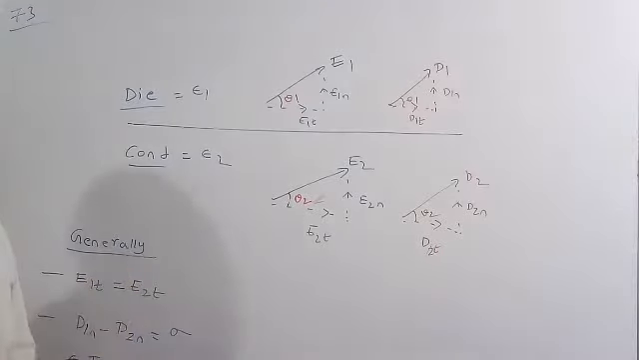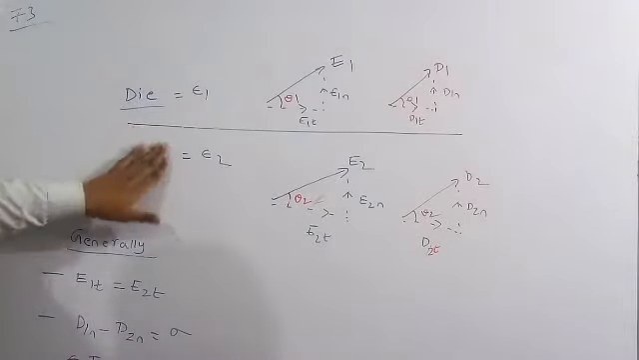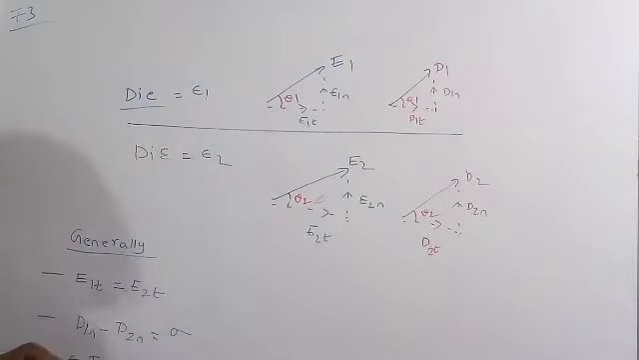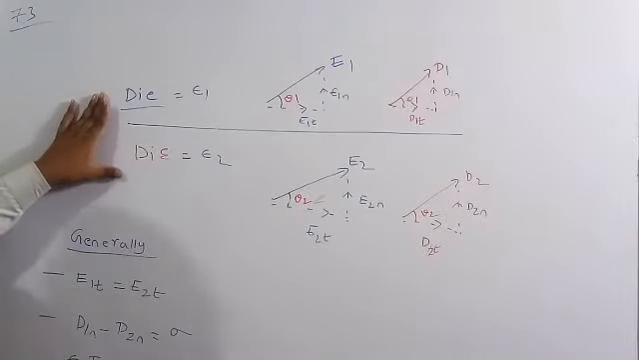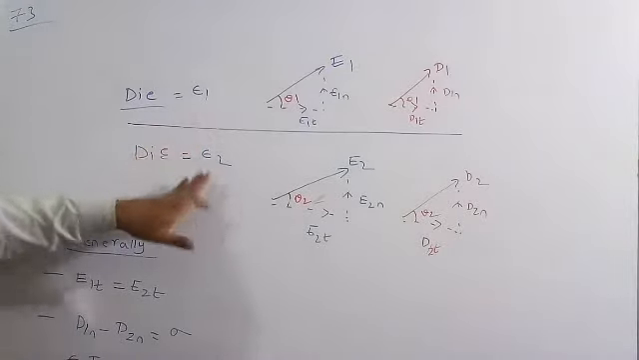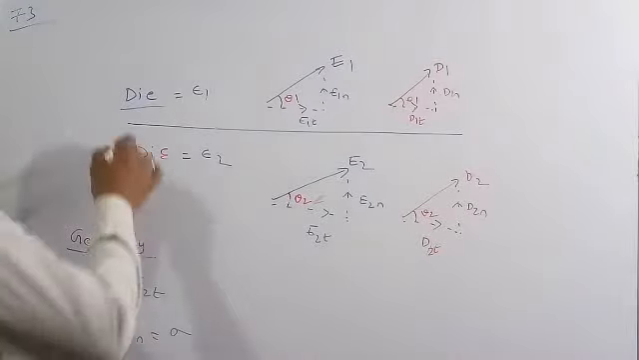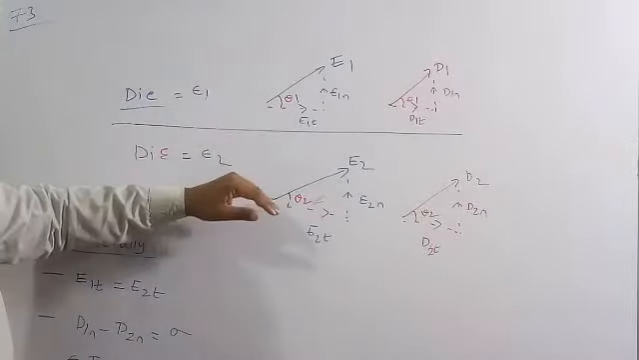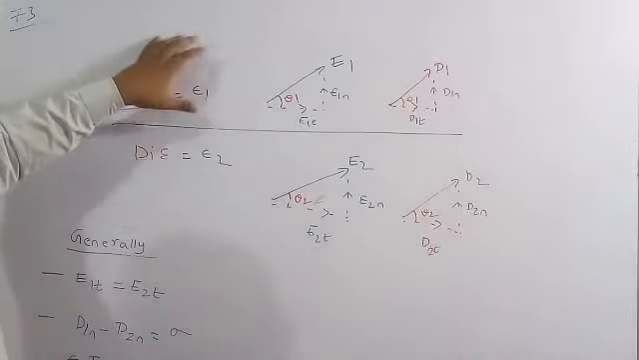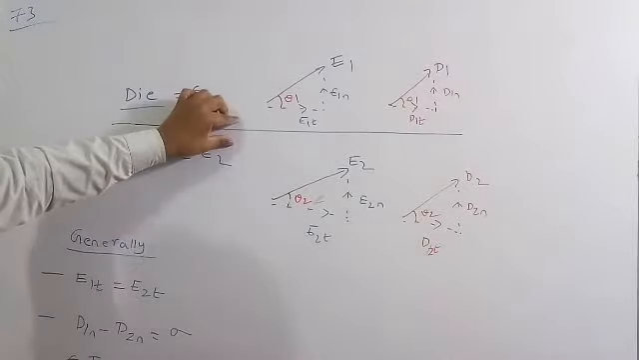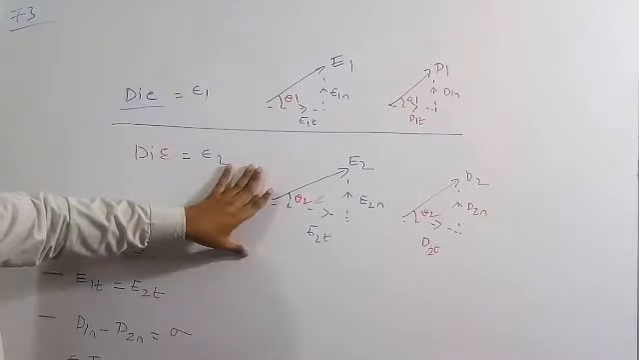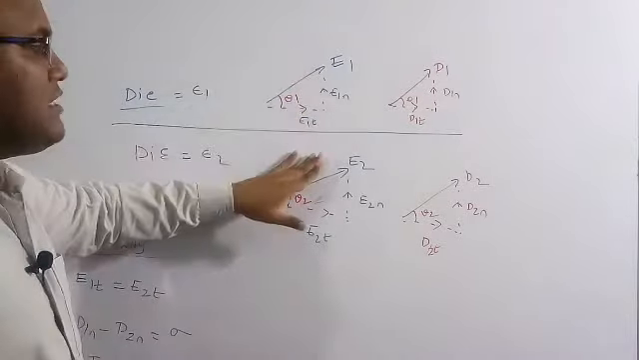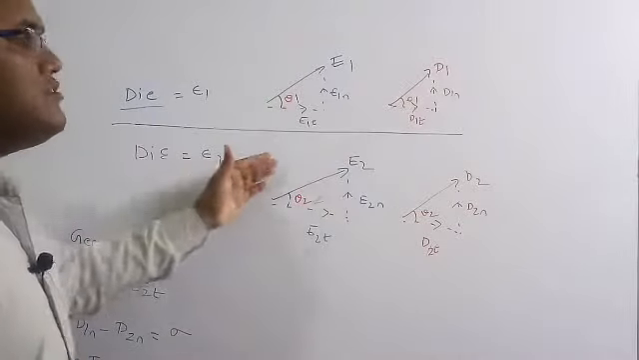Now I am going to explain in general. Suppose there are two mediums which are dielectric mediums, where the electric field is not 0. Medium 1 has permittivity epsilon 1, and medium 2 has permittivity epsilon 2. There is a surface which separates these two mediums. This is medium 1, and this is medium 2. Suppose this is electric field E1 in medium 1 and electric field E2 in medium 2.